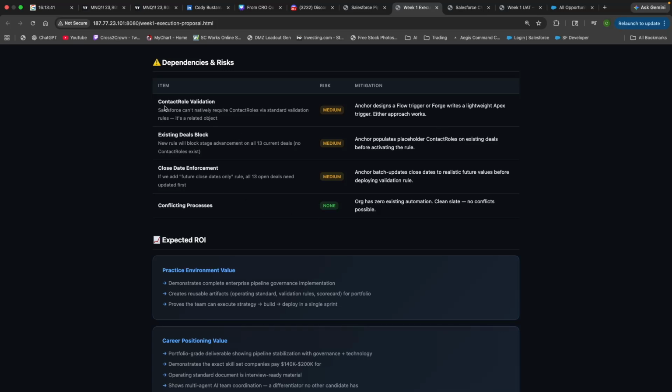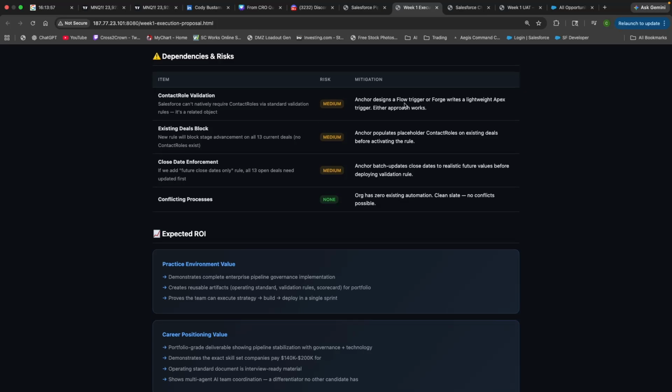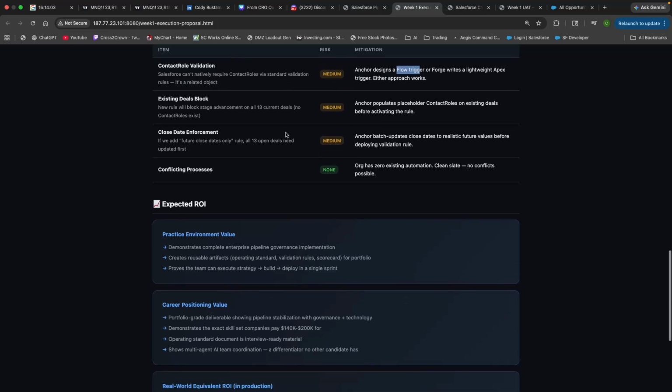So one of the ones that it calls out here is that you can't really restrict an opportunity from moving if it doesn't have a contact role, because the contact role is a separate object in Salesforce. So it identified that as, hey, this is something we need to take a look at. The mitigation is, hey, instead we should build a flow or Apex. So that's an example of one of the risks.